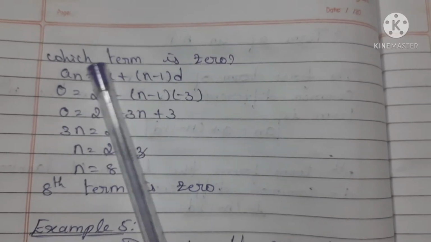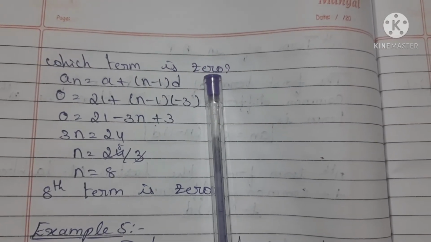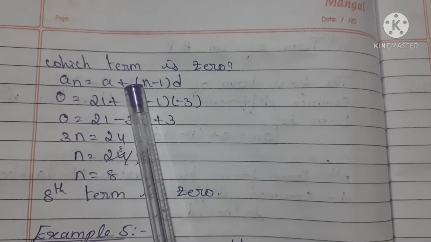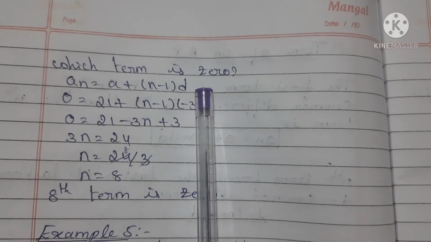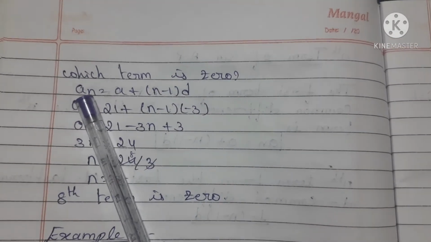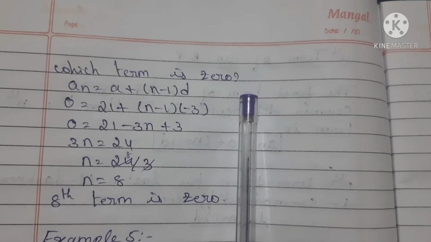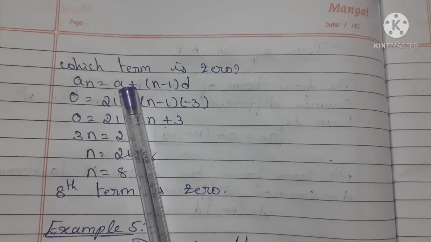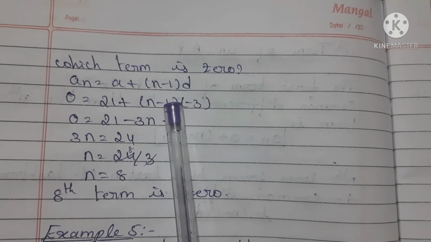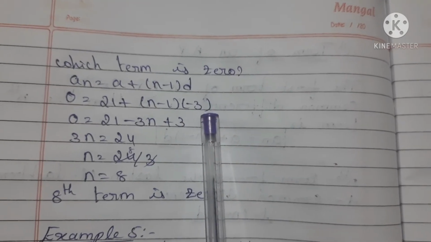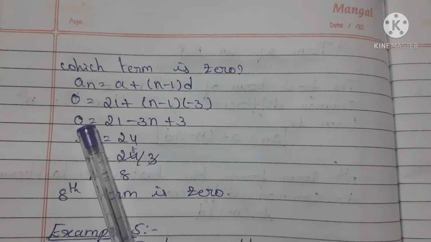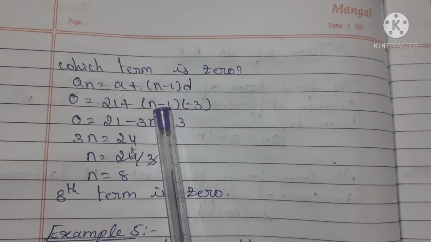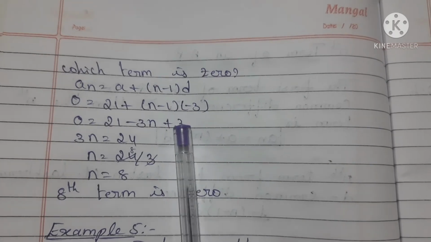Now, they are asking which term is 0, and to give a reason. See here, an is equal to A plus (n minus 1) into D. This is the nth term formula. Here, which term is 0? That means an is 0, equal to the A value 21 plus (n minus 1) into the D value minus 3. Here 0 is equal to 21 plus, into minus, minus 3n, minus into minus is plus, 3 ones are 3.